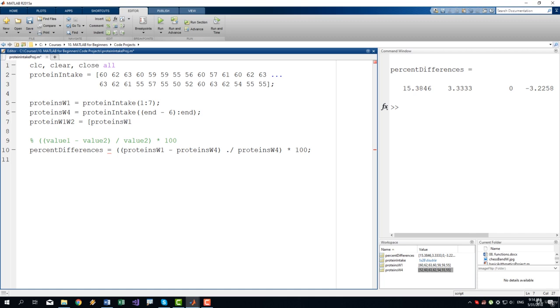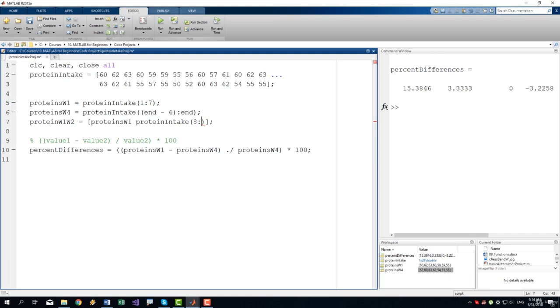So the next week, the second week, will be protein intake from something to something. Now what are the somethings? From 1 to 7 we get the first week. The second week starts on the 8th index. So we start from 8 and we continue until the 14th day.